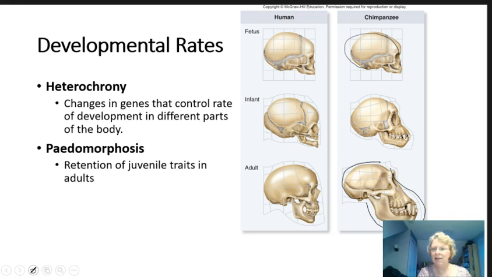Pedomorphosis is the retention of juvenile traits in adults. We see that pattern in the human skull. If you compare the infant skull of a human with the infant skull of a chimpanzee, both are characterized by a rounded skull and small jaw. In humans, a small change in developmental rate, particularly in the bones of the jaw, results in an adult phenotype that is still characterized by a rounded skull and relatively small jaw when you compare it to the adult skull of a chimpanzee.